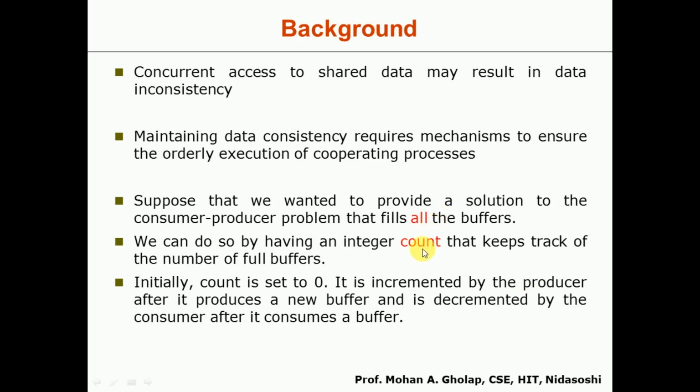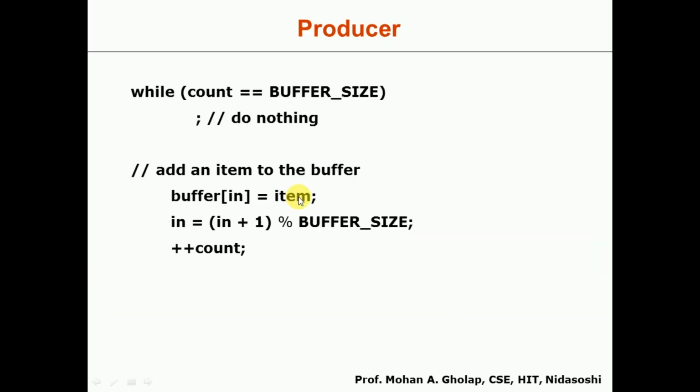At the same time, the consumer process will be consuming the data from the buffers, and whenever it consumes the data of a particular buffer, when that buffer becomes empty, you have to decrement the count value by 1. This should be done continuously, and initially the count is set to 0 to indicate that no data is available in the buffers. This is one possible solution. It is incremented by the producer after it produces a new buffer, and is decremented by the consumer after it consumes a buffer. That's what we discussed. Let us see how this can be implemented here.